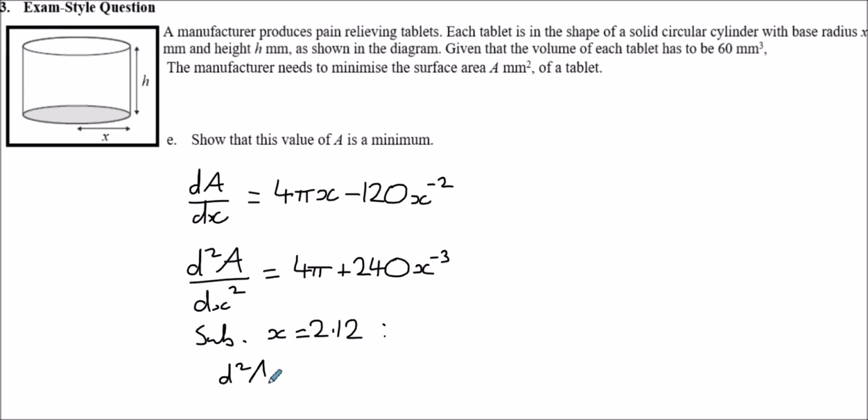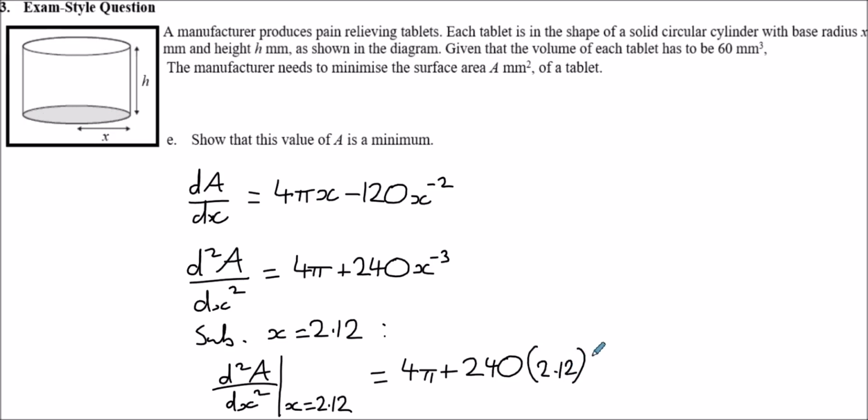So d squared a over dx squared, we can do this now as well. We can do a line and say x equals 2.12. Just a bit more notation. So that means we're evaluating the second order derivative, which means when x is 2.12. So we get 4 pi plus 240, 2.12 to the power minus 3.